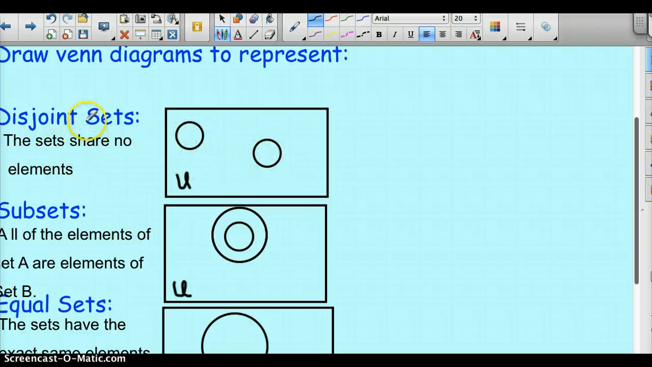Here we go. Talking about disjoint sets. Disjoint sets are sets that share no elements. So if we said this right here was set A and this was set B, notice how they don't overlap at all, therefore none of the elements of A are going to be in B. That's what disjoint means. We've talked about subsets. What subset means is all of the elements of one set are elements of the other set. So if we made the outside set B and the inside set A, that indicates that all of the elements of A are inside B. Therefore A is a subset of B.